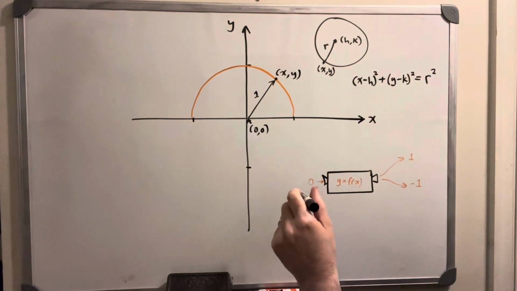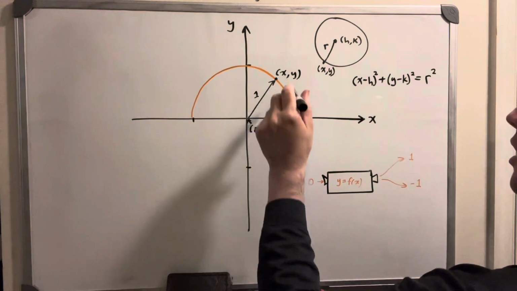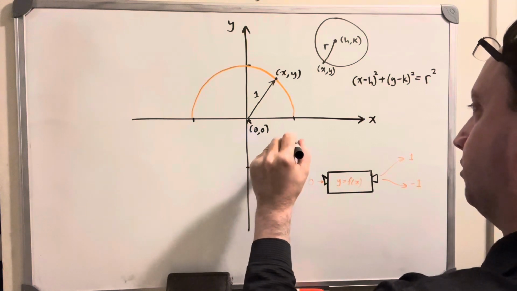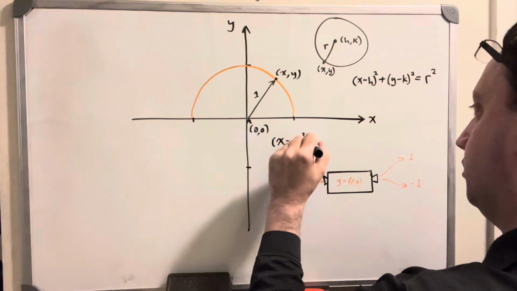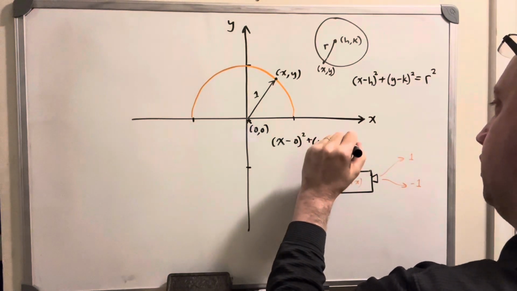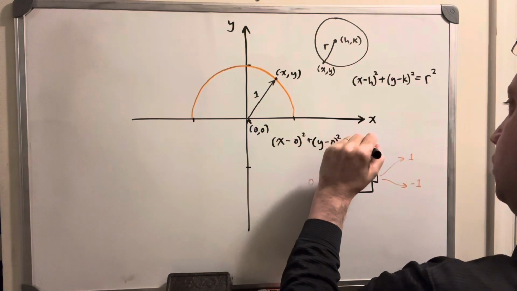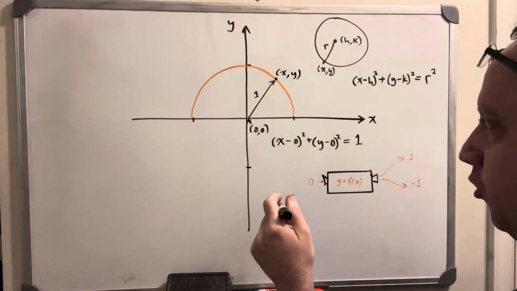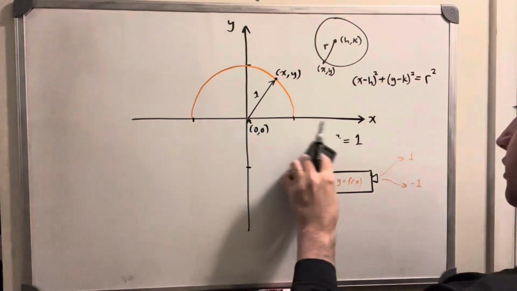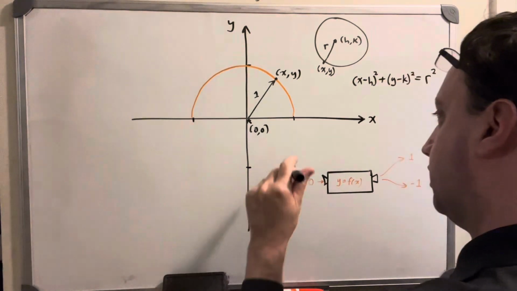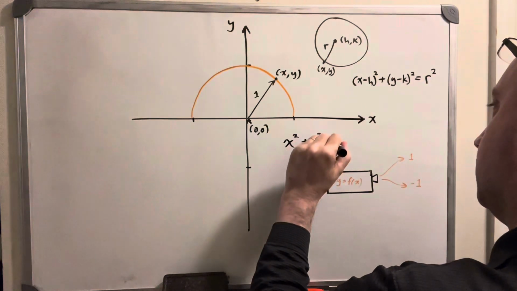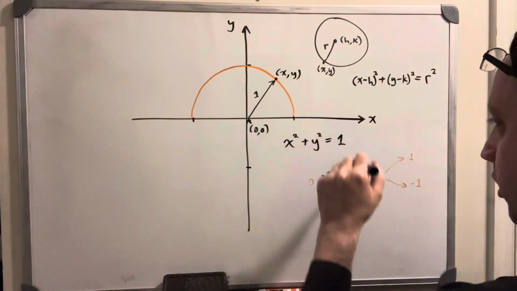Now, just writing this as an equation at first, we can say that x minus 0 squared plus y minus 0 squared equals 1, right? We can even make it more simple, since in this case the center is at 0. We can just rewrite this, and 1 squared is 1, so I'm just writing 1.